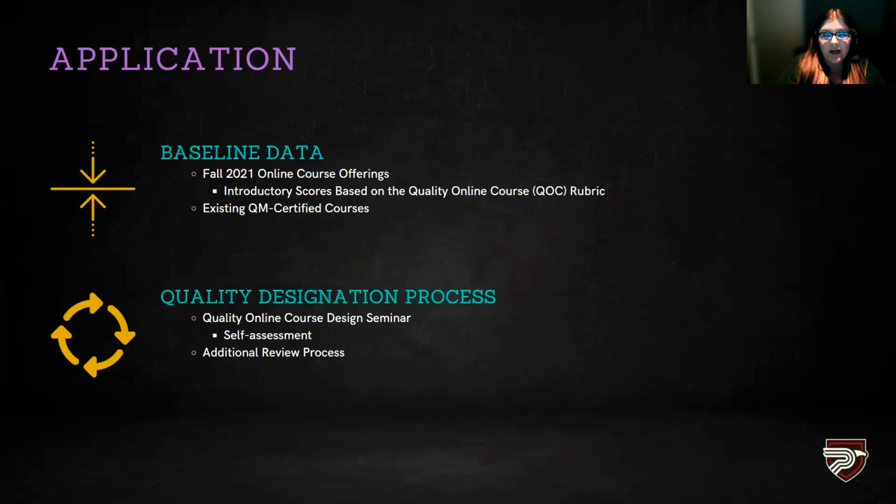That's how we apply it, but during the quality designation process, faculty apply it as well. They participate in a quality online course design seminar, and we'll talk about that a little bit later. In this seminar, they are doing a self-assessment using this rubric against their course, reviewing their own course and providing evidence for each standard. After the initial process is complete and they are designated, they do have the option to submit additional courses for review. It's a little bit of a separate process, but they do have to do the self-assessment during that as well.